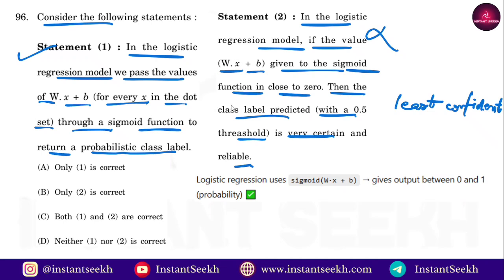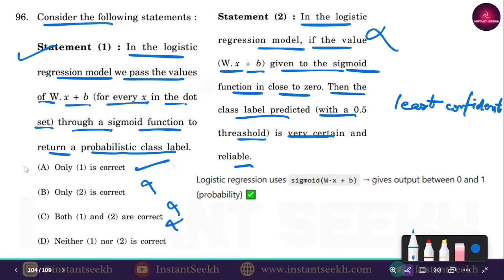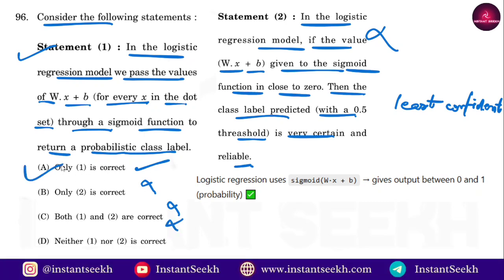Let's see the options. Option A, only 1 is correct. This is the right answer. Only 2 is correct. Wrong. Both 1 and 2 are correct. Wrong. Neither 1 nor 2 is correct. Wrong. So your correct answer is option A, that is only statement 1 is correct. Let's move on to the next.